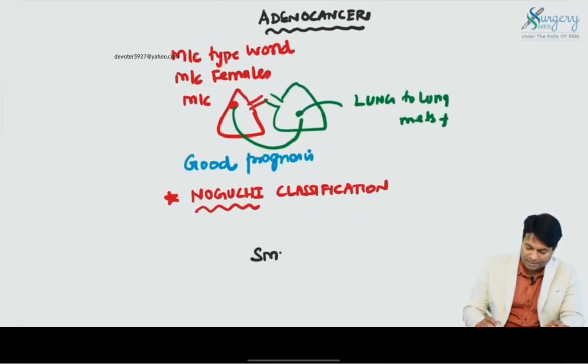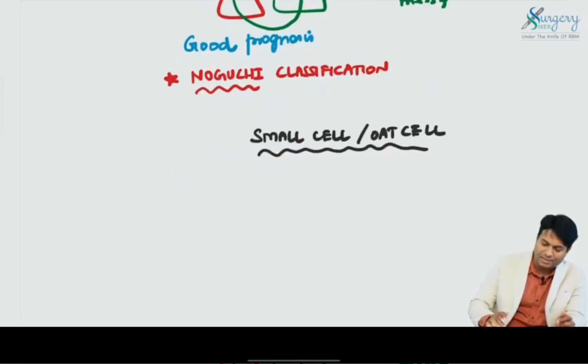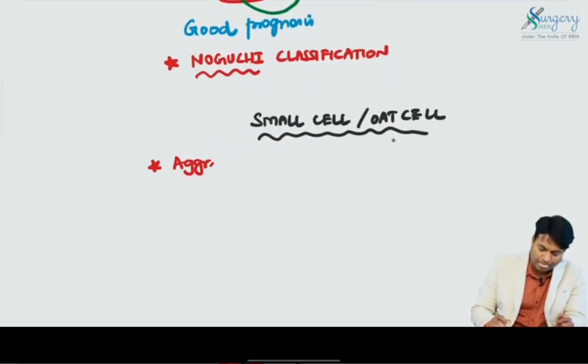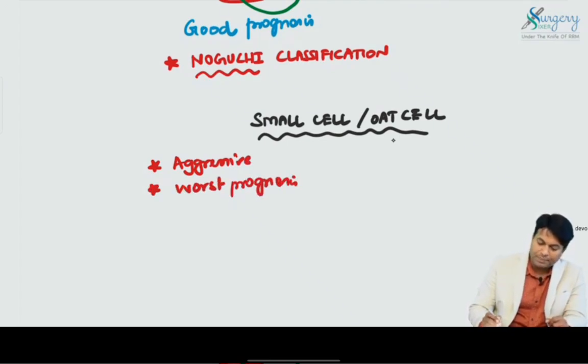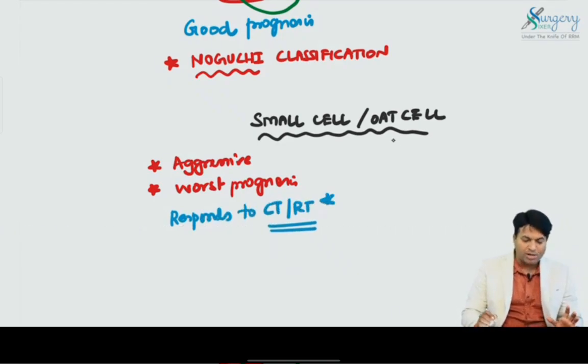Coming to the small cell cancer now, the most dangerous cancer. Small cell, also known as oat cell. Full of MCQ points. Small cell cancer is the most aggressive form, with the worst prognosis. In spite of that, the interesting point is this is the only one that responds to chemotherapy and radiotherapy. Other cancers will not respond.